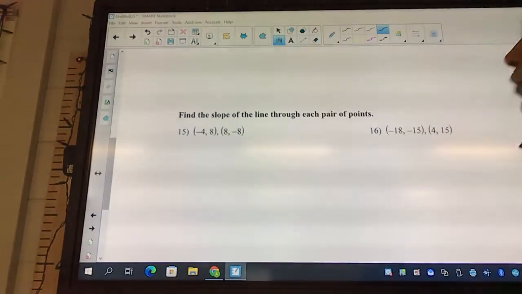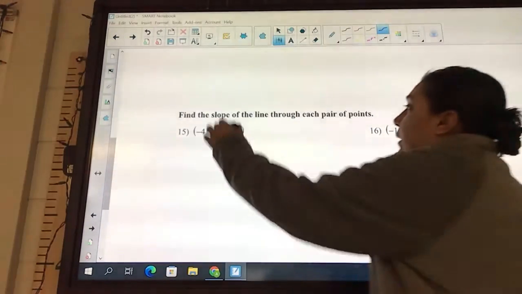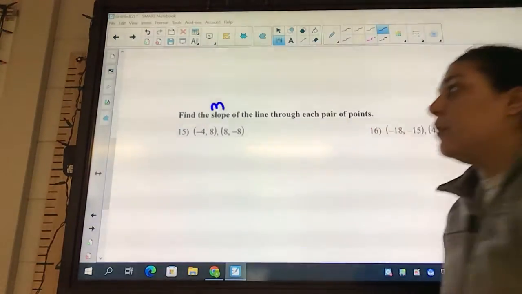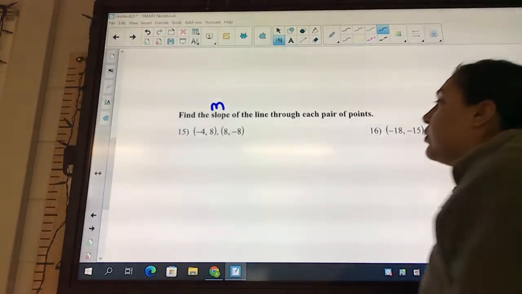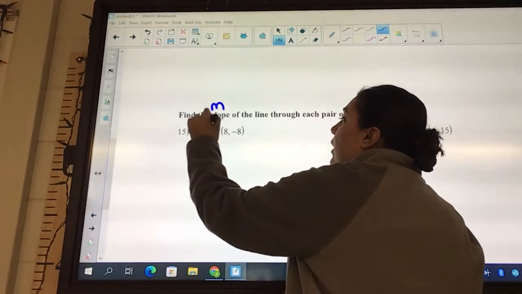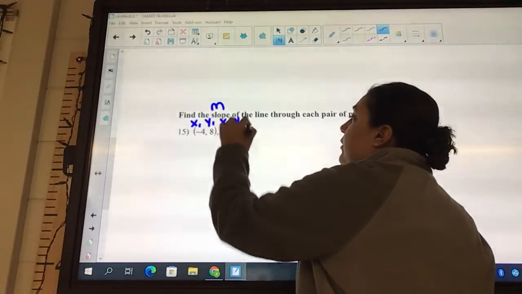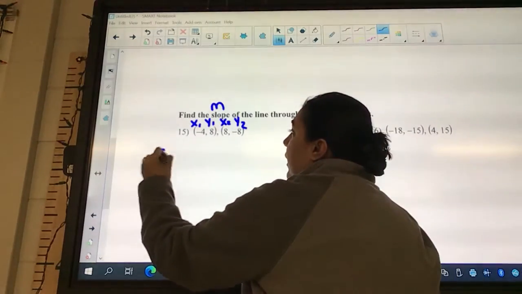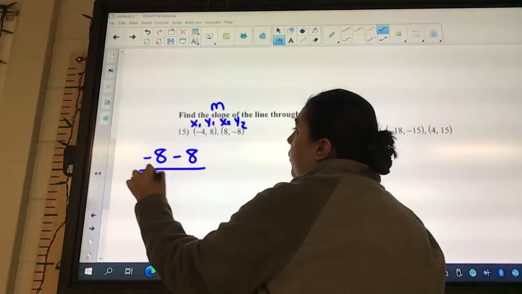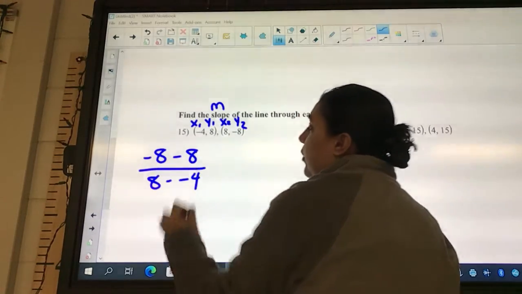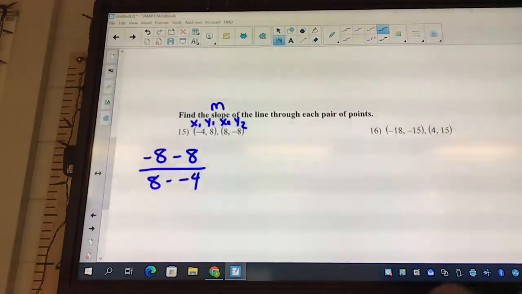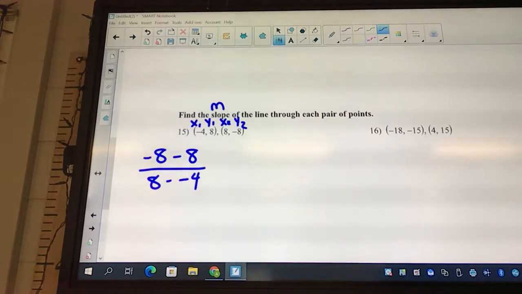Okay, 15, we need to find the slope. We need to find the m. So that's what we need our answer to look like. M equals. Okay, so we're going to label x1, y1, x2, y2. So we got -8 minus 8 over 8 minus -4. Okay, type that in your calculator.